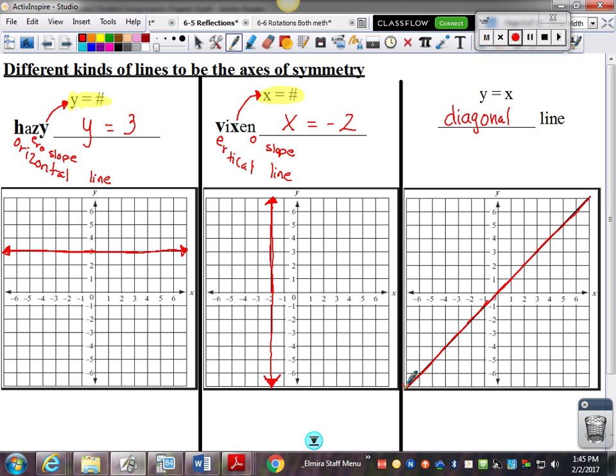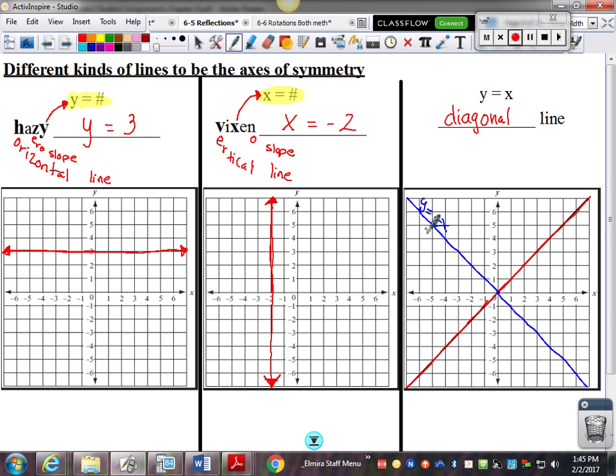Okay? And y equals negative x would be just a downhill version of the same line. Starting at the origin, corner to corner to corner. Keep connecting each corner. And that is y equals negative x.